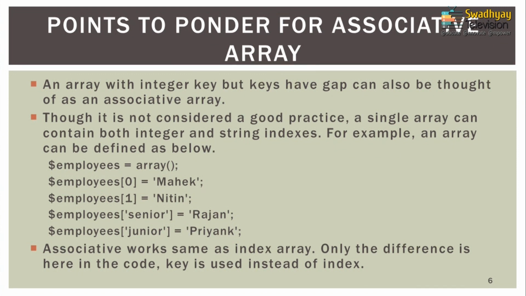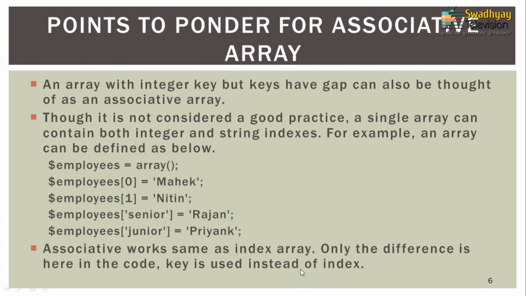Though it is not a good practice, an array can contain both integer and string indexes. For example, you can define an array $employees which has an integer index as well as a string value as a key, but we should not use it because that might create some undefined problem. It is always a good idea that your key or index should be either integer or string; you should not mix it. An associative array works the same as an index array, the only difference is that here a key is used instead of an index.